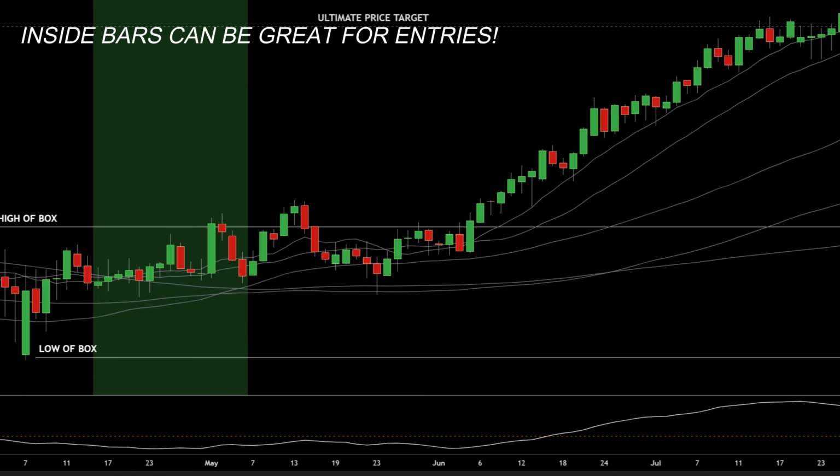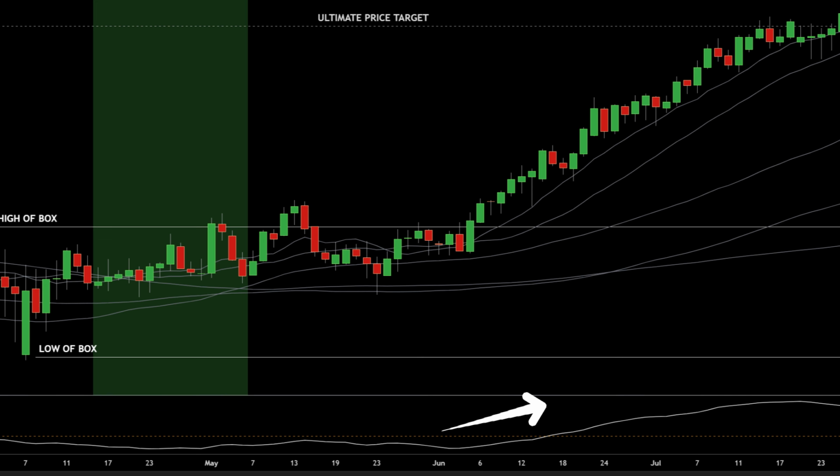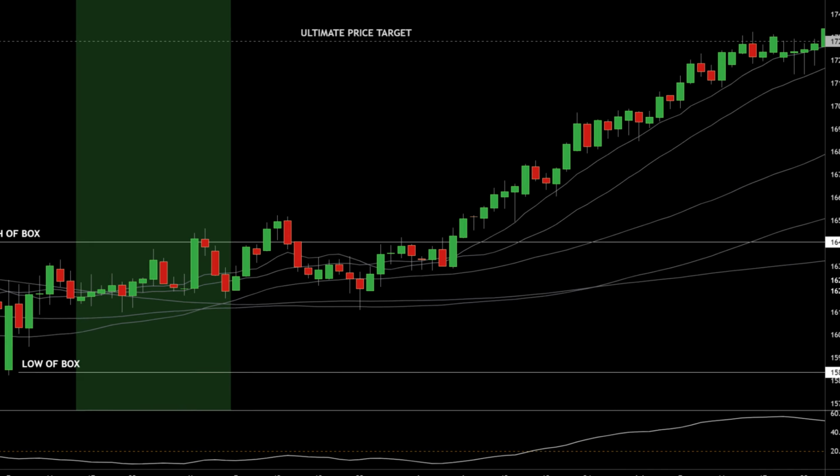We see a rising ADX giving support to continued upside. Enter on a break above, stop goes below the average. Profit target is 1.5 times the size of the box.